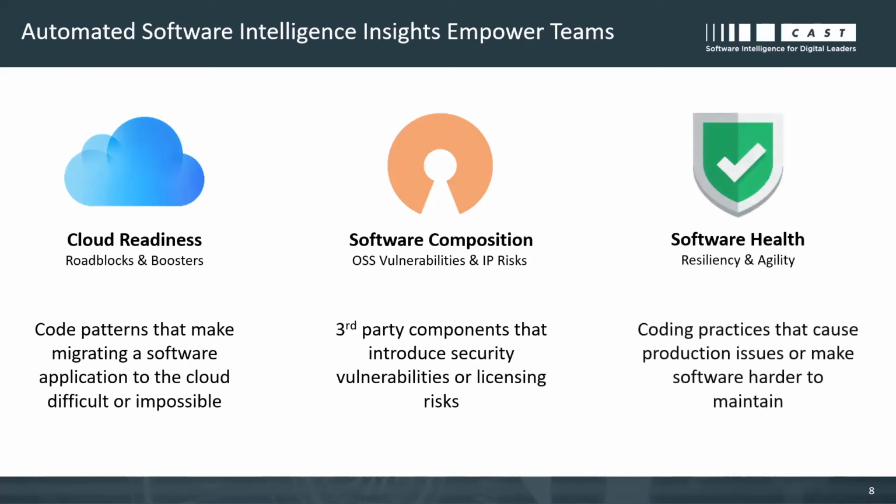And then finally, software health, or insights like resiliency and agility. These are essentially coding practices in the code of the application that could make an application more prone to production issues or make software harder to maintain, right? All of these insights will actually go into how software intelligence helps make cloud migration faster and safer, and we'll see a demonstration of that in a few moments.